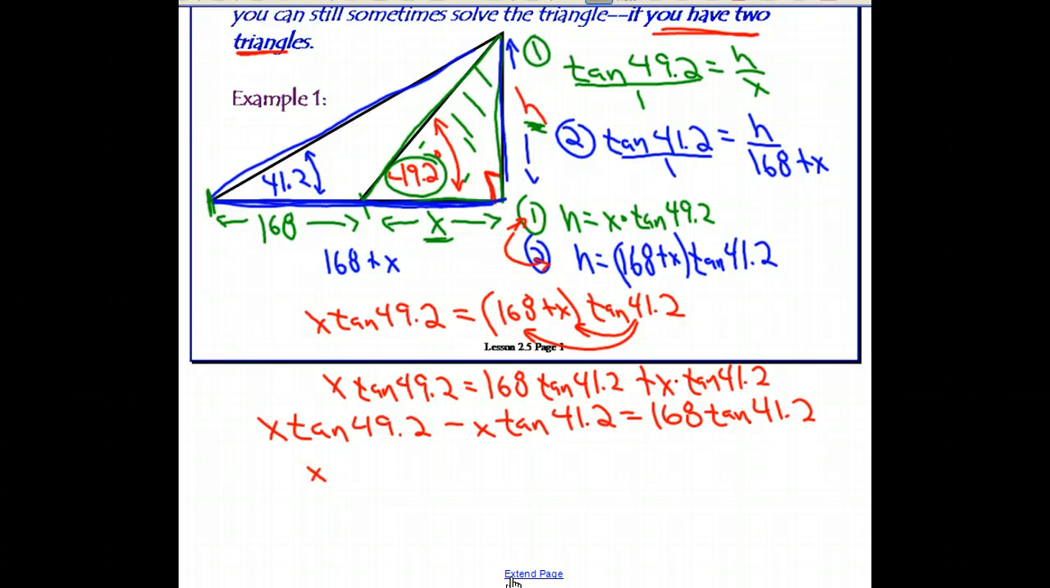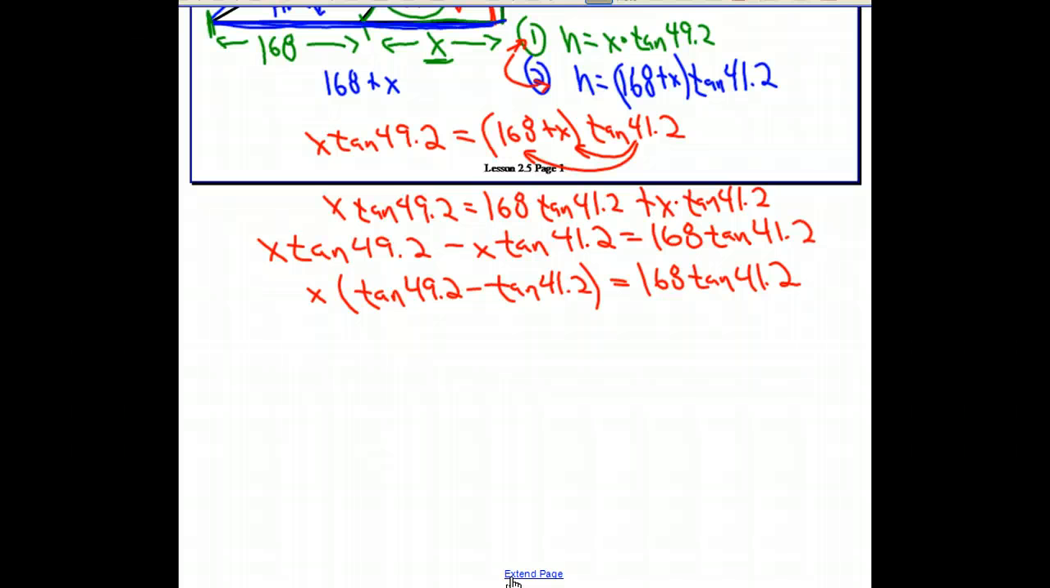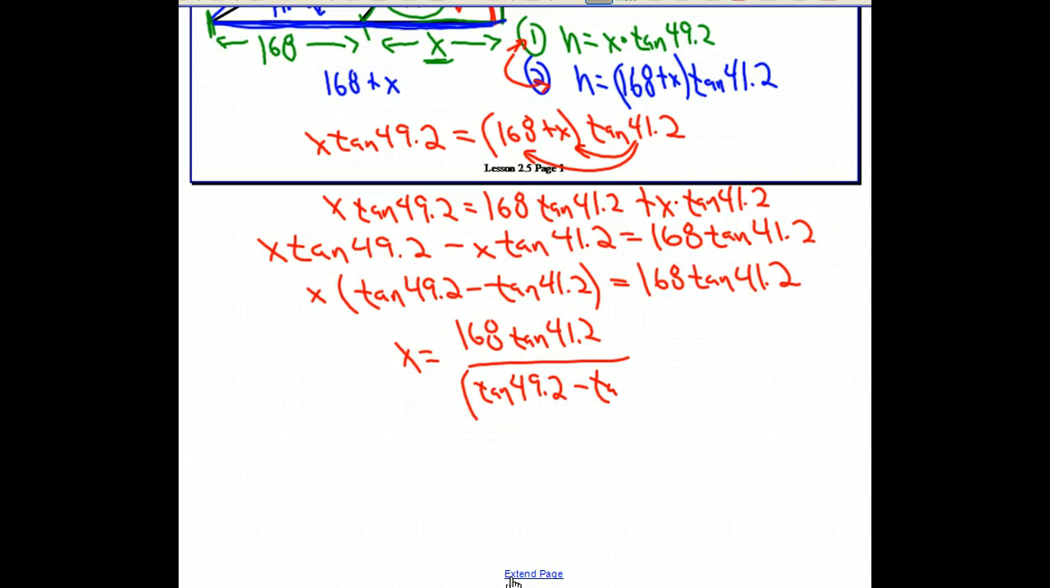Left side, what do they have in common? An x. Factor it out. X times the quantity tangent 49.2 minus tangent 41.2 equals 168 tangent 41.2. Don't you just love algebra? And our last step here, solve for x. I'll divide. I get x equals 168 tangent 41.2 divided by the quantity, I'll put a parenthesis just as a reminder, tangent 49.2 minus tangent 41.2.